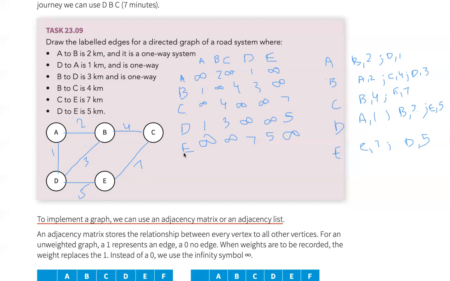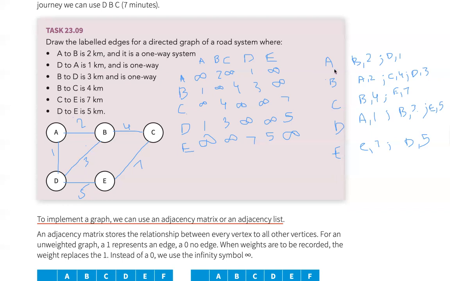Finally, you have E to A is infinity, no direct path. E to B, no direct path, infinity. Sorry, E to C is 7. E to D is 5. And finally, E to E is also labeled as infinity. So this is my adjacency matrix.